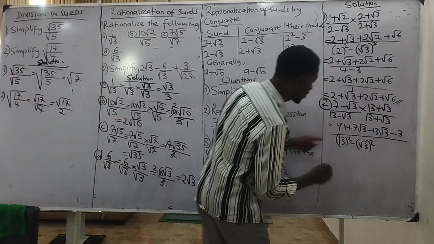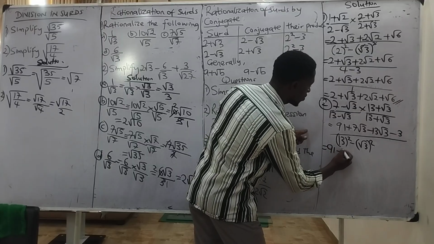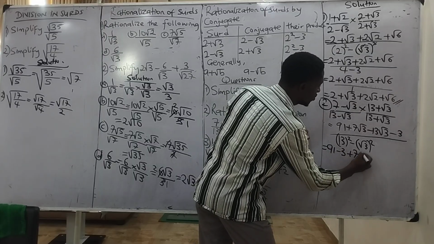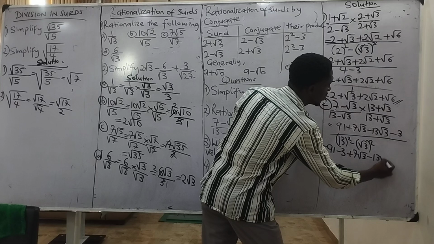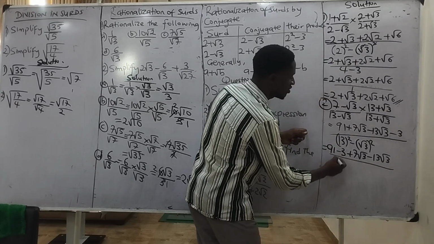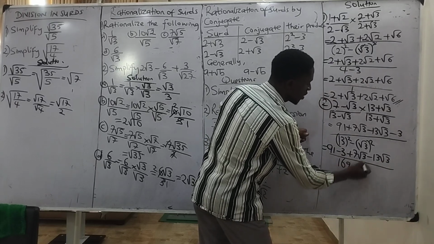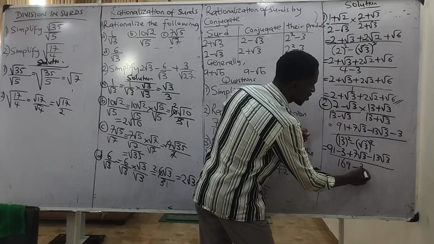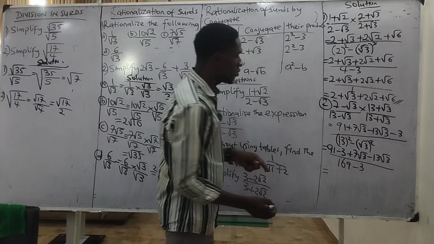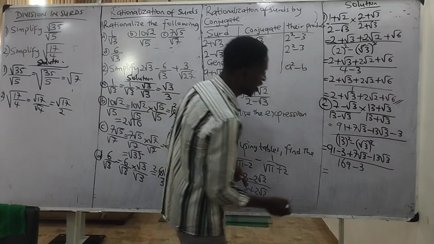So, let's bring the numbers together. We have 91 minus 3 plus 7 root 3 minus 13 root 3 all over 13 squared is 169 minus the square that will cancel the square root of 3. So 91 minus 3 should give us 88.